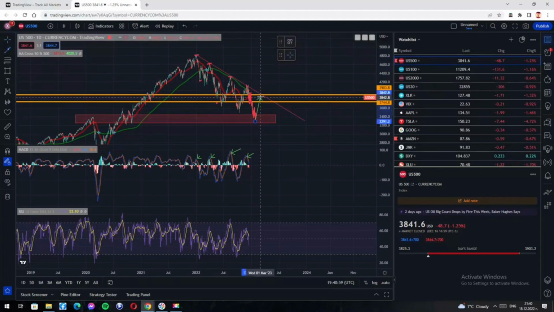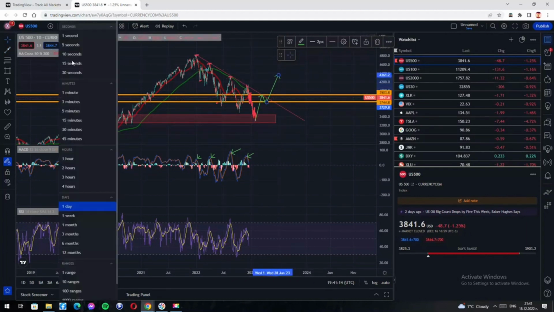So I believe what will happen is something like this. Then a reject, and then somewhere in the middle of the next year we'll be getting the new bull run. But this is very, very far into the future.